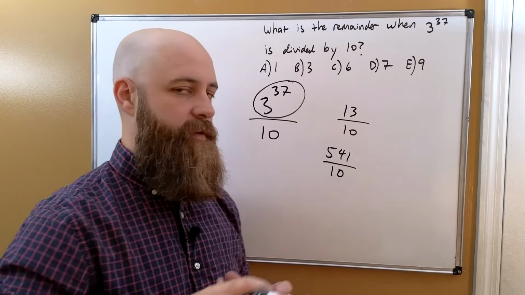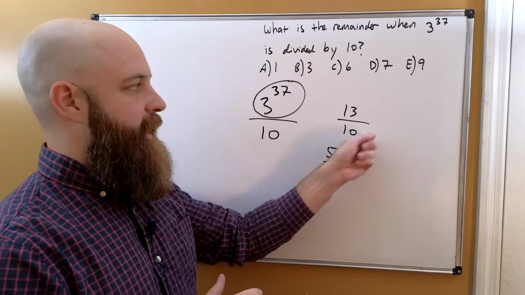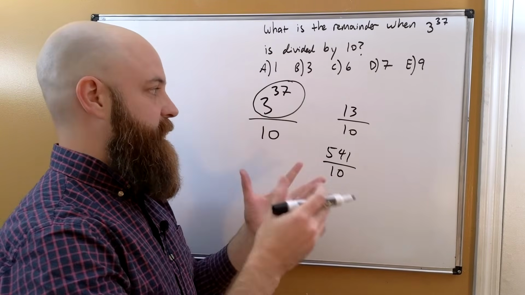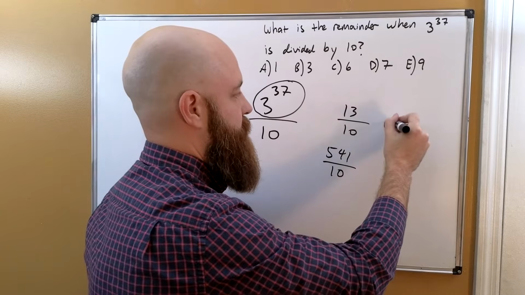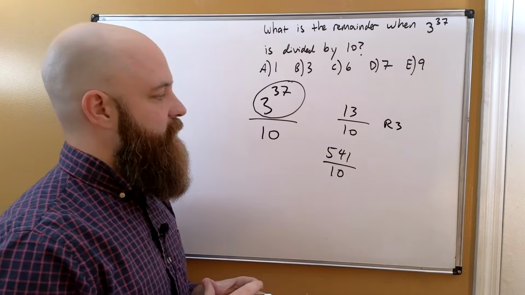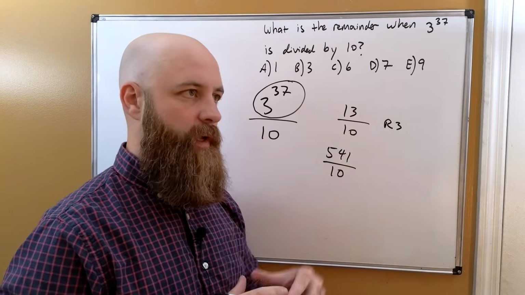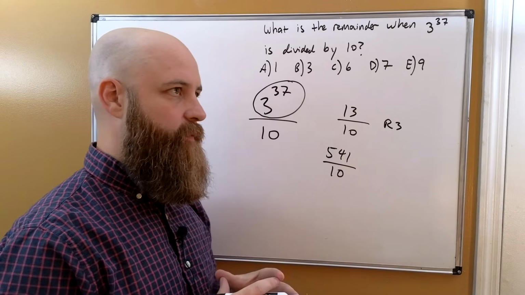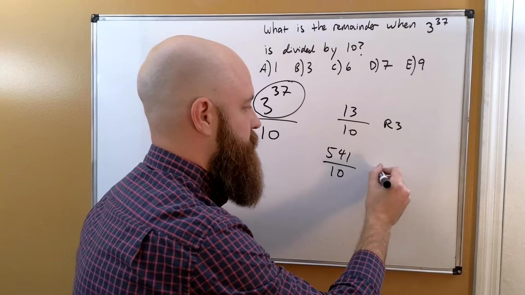Okay, what's the remainder in each of these cases? Well, 10, how close can that get to 13? Well, it can get to 10. I'm going to fall short by 3, so I've got a remainder of 3 in that case. Here, how close can 10 get to 541? Well, it can go into 500, it can go into 540, so I've got a remainder of 1.